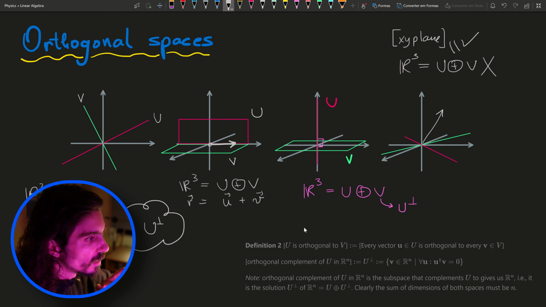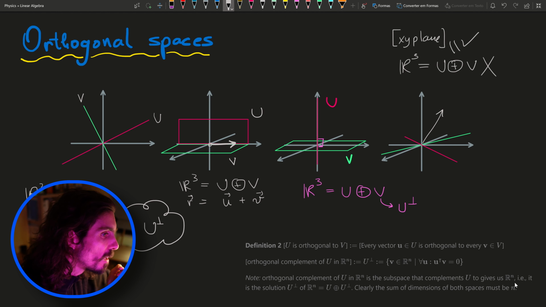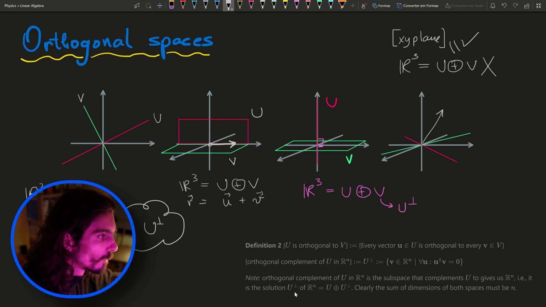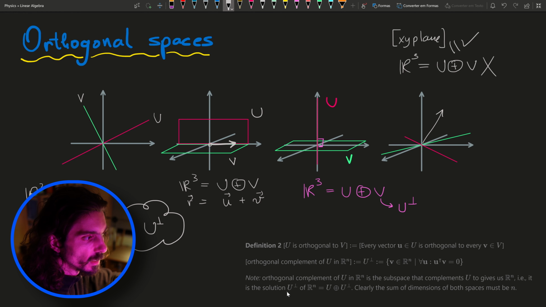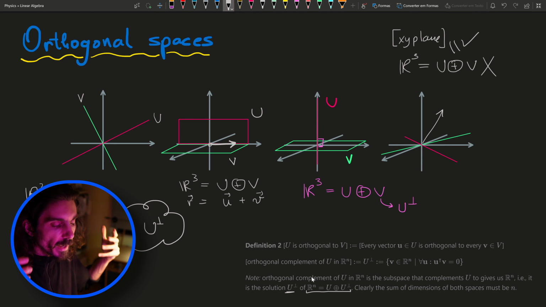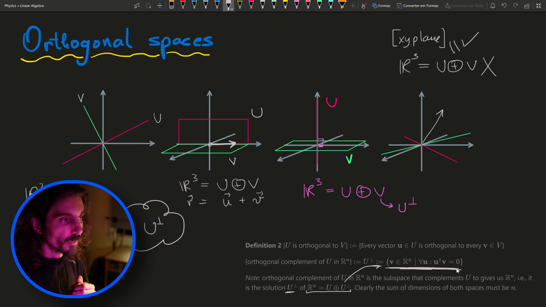Finally, let's just read this note. Orthogonal complement of U in Rn is a subspace that complements U to give us Rn. It's what I've been saying, what's missing. And it is the solution. The solution is named U perpendicular of this equation. So notice, this is an equation: Rn is U direct sum with U perpendicular. I want to solve this thing. Rn is given, U is given. What's U perpendicular? Well, the answer is the solution set of this equation. You need to compute the elements of that set.